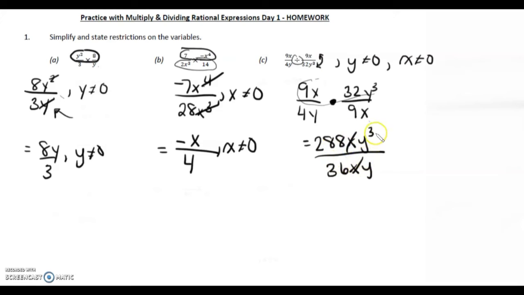Okay, so the x's cancel out. The y cancels with the y cubed, and the y cubed just reduces to y squared. And 288 divided by 36 gives us 8. We're left with 8y squared, such that y does not equal 0, and x does not equal 0.